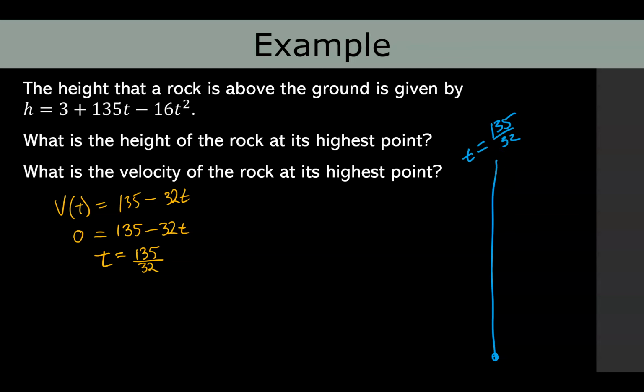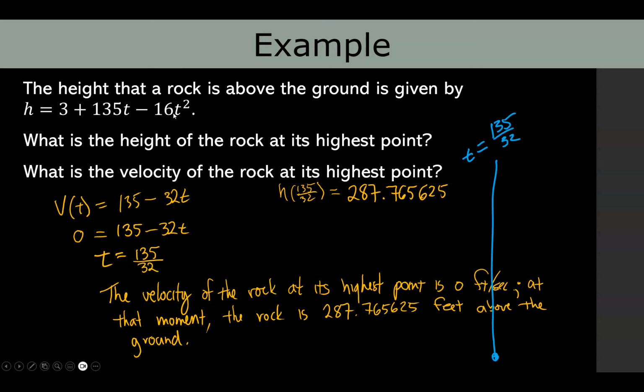So how are we going to find the height of the rock at that time? We're just going to put that time back into our height function. 3 plus 135 times 135 over 32, minus 16 times that 135 over 32 squared. And of course, that's a calculator thing. And we need to remember, we should answer the question given directly, kind of translate back into rocks. So the velocity of the rock at its highest point is 0 feet per second. At that moment, the rock is 287.765625 feet above the ground.